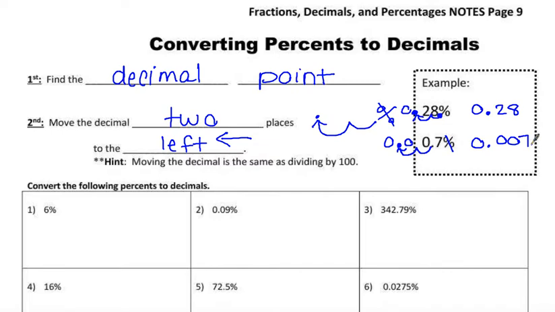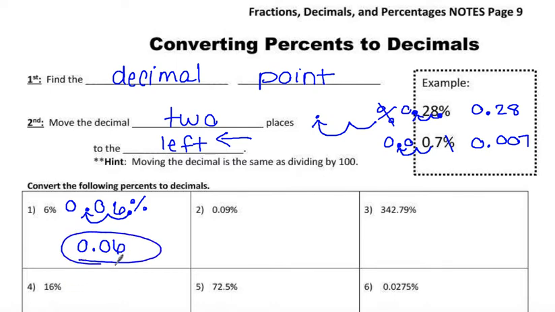Okay, so let's try another one. Let's look at number 1. I'm going to rewrite it just so I have a little bit more space to move the decimal point around. This is a whole number of 6, so the decimal is here. I'm going to move it 2 spaces to the left, away from where the percent sign is. Fill the empty space in with a 0, and make sure you always add a leading 0. So my answer is 0.06 as my final answer.